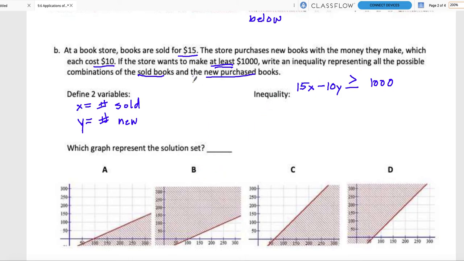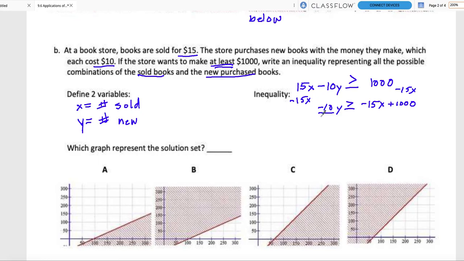And I forgot to put the graph number in the one up above, so make sure you put D on the one up above. All right, so we're going to solve this one for y. So let's go ahead and subtract 15x from both sides. And I've got negative 10y is greater than or equal to, and I'm going to put the slope in the front because that's how I like it, negative 15x plus 1,000, excuse me. All right, now we're going to divide by negative 10.